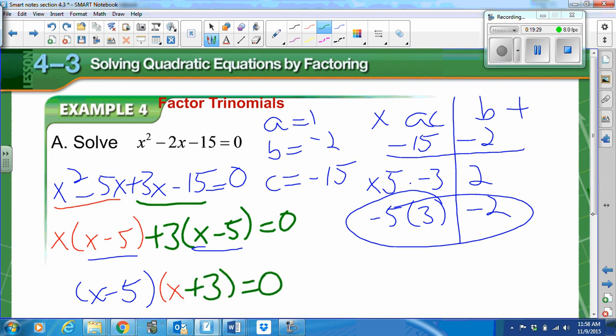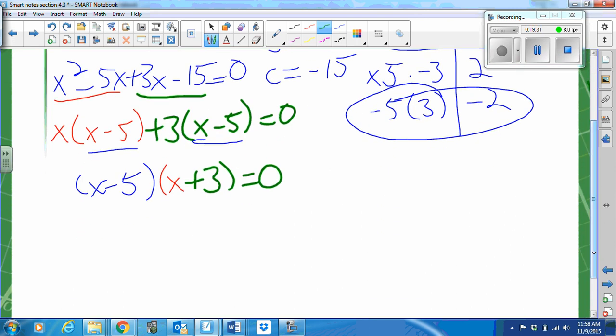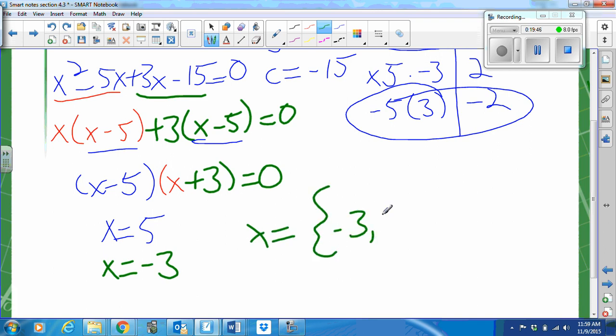So that's factored form. Now there are two solutions to this. The first factor is going to yield x equals 5. The other factor yields x equals negative 3. So you would give me the solution set x equals negative 3 and 5.